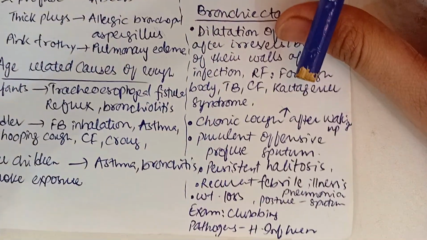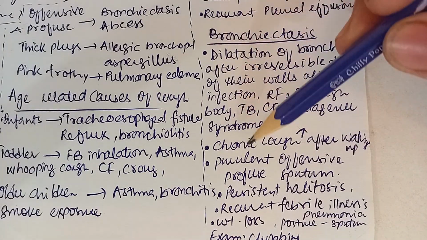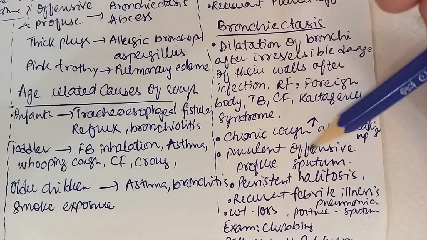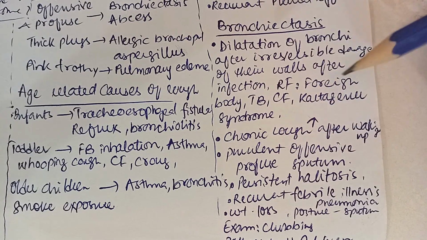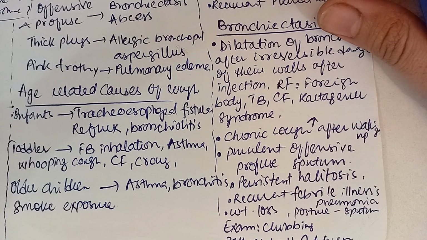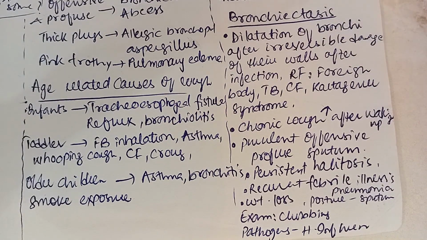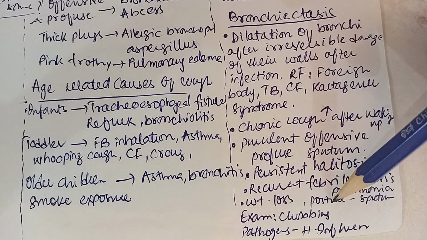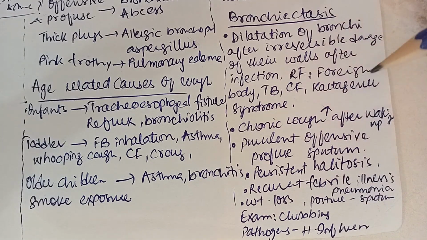Symptoms which can be there in bronchiectasis are chronic cough after waking up, purulent offensive profuse sputum, persistent halitosis, recurrent febrile illnesses, weight loss, and pneumonia, and the sputum is associated with posture. On examination, clubbing would be there, and the pathogens which predispose to infections can be Haemophilus influenzae.